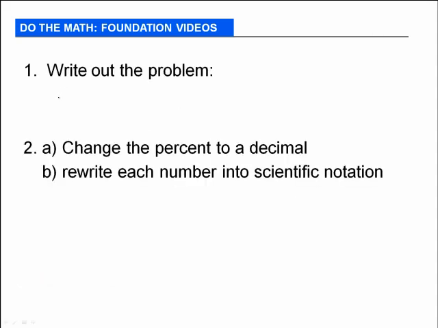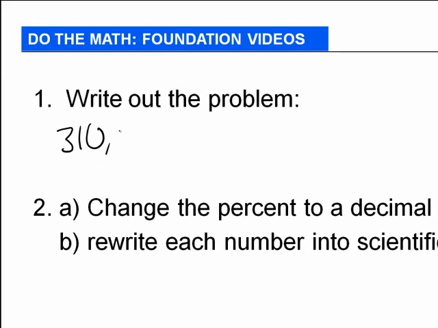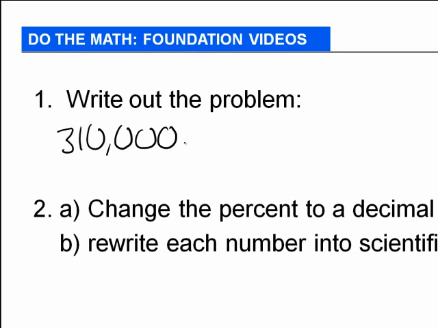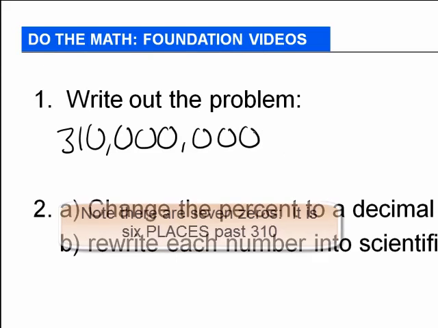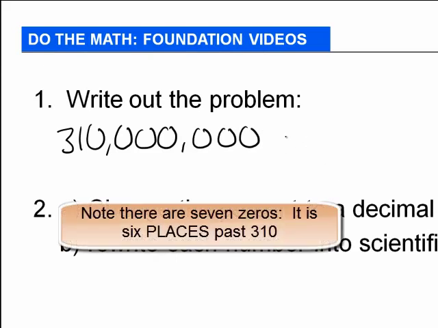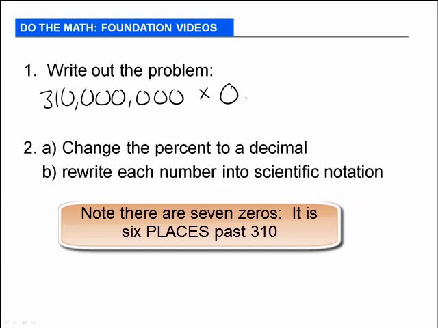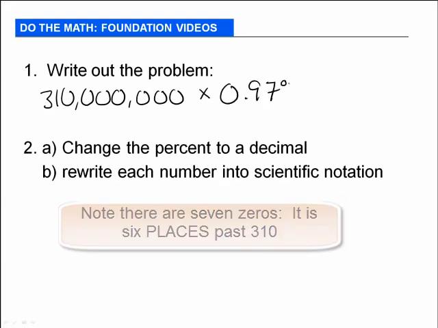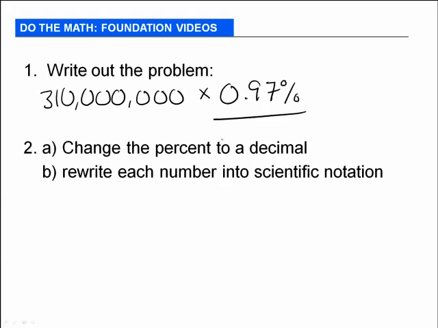So we're going to write out the problem. So we have 310 million. Now that's 310, and if you know millions, there are 6 more places after that. So there's 310 million, and we essentially are going to multiply this by 0.97%, because 0.97% is how much the population is going to grow.